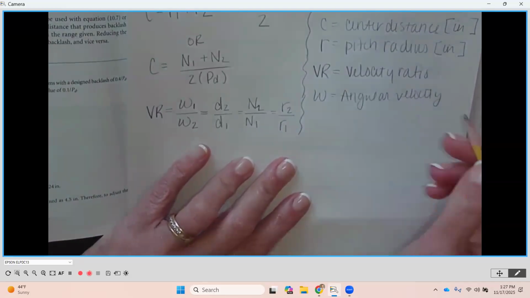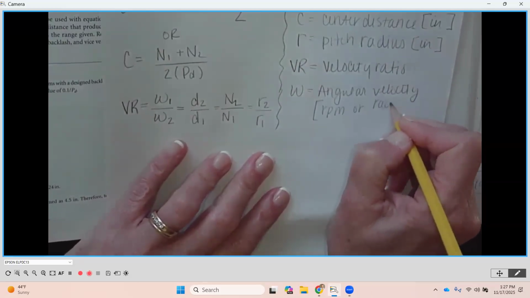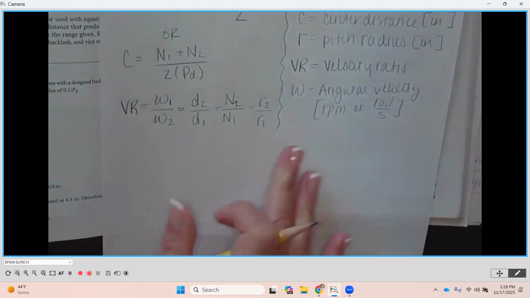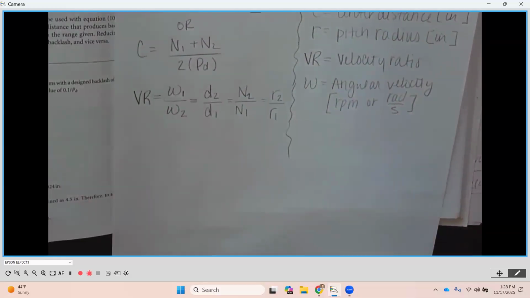Or angular speed, right? And those units are going to be RPMs or radians per second. Now, again, velocity ratio is exactly that. What is the rotational speed ratio between the input to the output? Okay, from the input to the output. And again, we can use the angular velocities themselves or the physical sizes, diameters, number of teeth, or the radiuses of the actual gear set itself, if we know that.